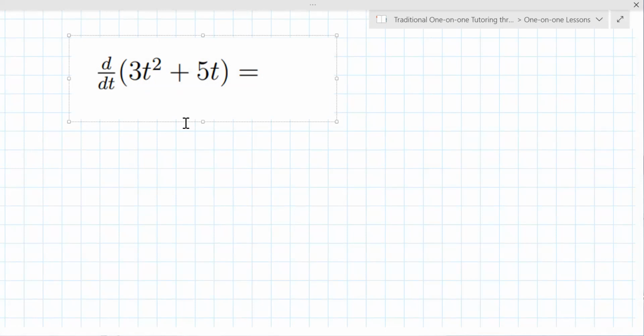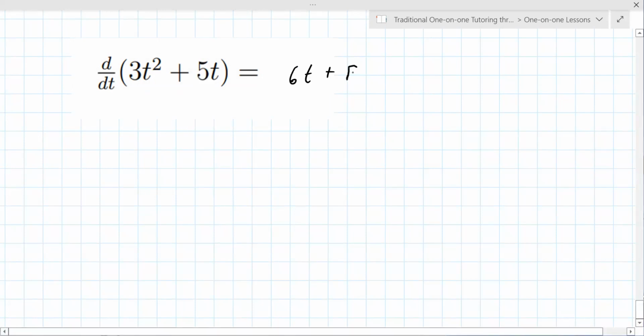Oh, so this is not using the limit definitions? No, just this. You only get one of those where it says, use it. And then 6t plus 5. Yeah. Okay, so let's try another one.